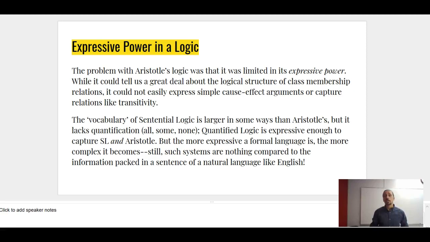However, it doesn't deal with quantification at all. Quantified logic, which we're going to be doing later on, has all the virtues of SL plus the quantification properties of Aristotle. So it does more. However, the more expressive a formal language is, the more complex it becomes. It's harder to handle. But still, compared to a natural language like English, which is extremely rich and expressive, these are better systems that we can use to investigate validity.